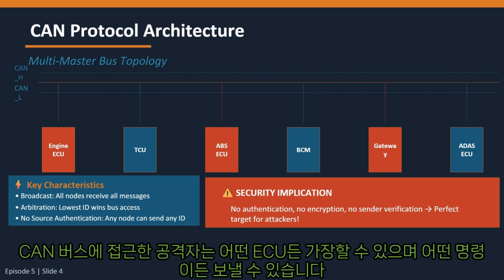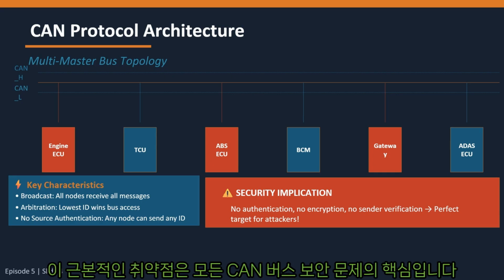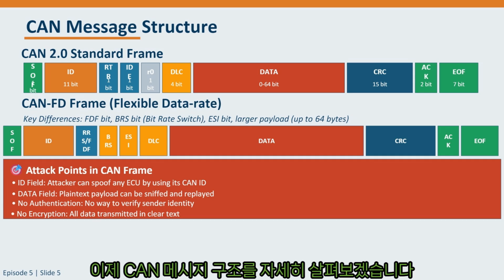With no authentication, no encryption, and no sender verification, an attacker who gains access to the CAN bus can impersonate any ECU and send any command. This fundamental weakness is at the heart of all CAN bus security issues. Now let's examine the CAN message structure in detail.